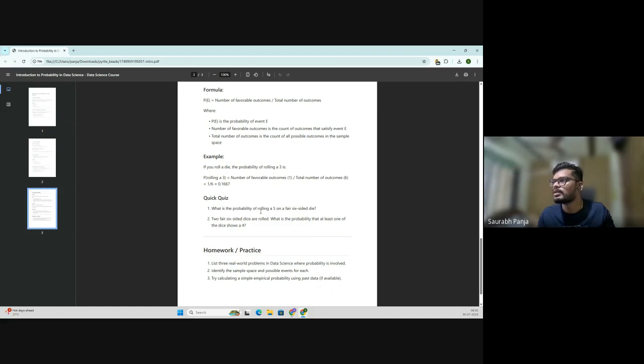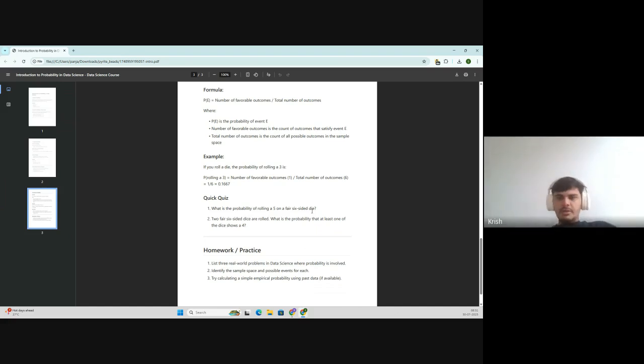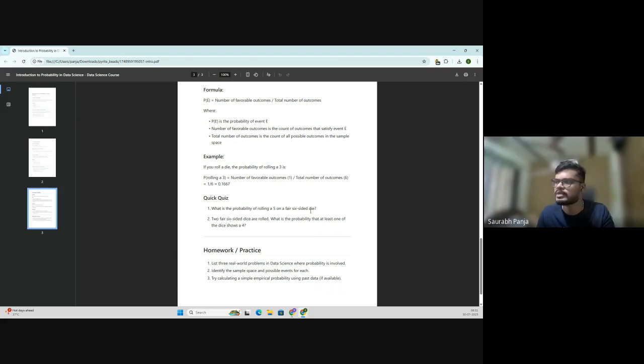What is the probability of rolling a 5 on a fair 6-sided die? So anybody, it's an easy question. What is the probability of getting 5 on a die? 1 by 6 only, I guess. Yeah, of course, 1 by 6. Only 5 will be the favorable outcome and there are 6 total outcomes. So 1 divided by 6, that is 1 by 6.